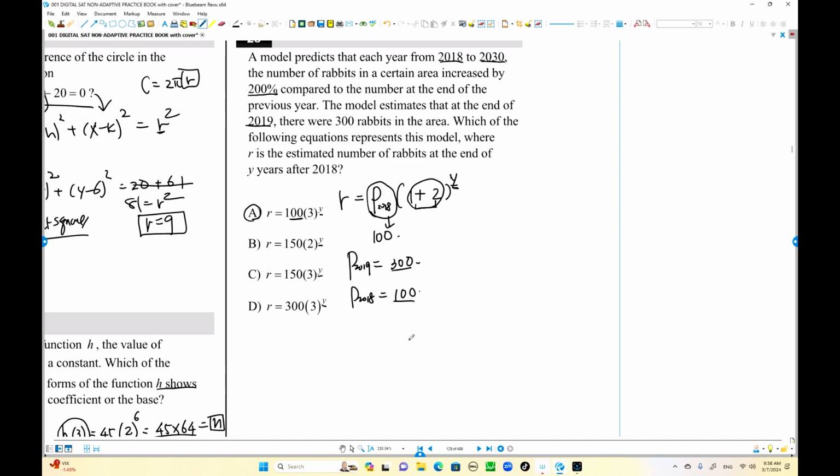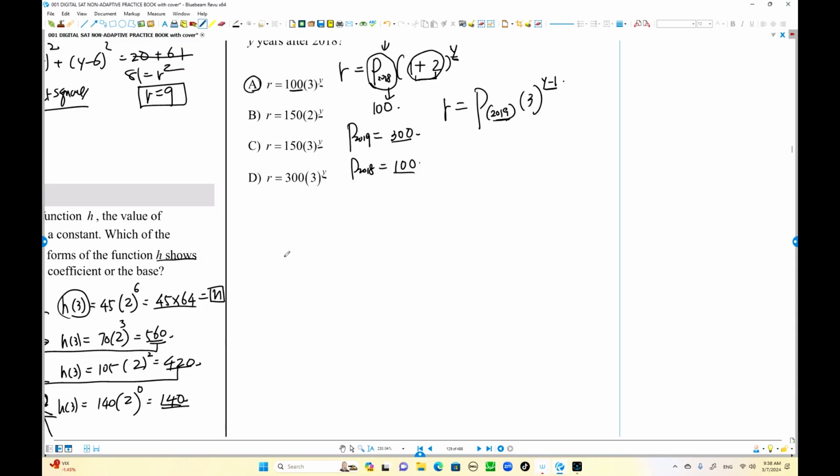If we want to use what initially 2019, it's okay too. This is 2019 year. The number of rabbits. The next is 3 to the what? The next will be y minus 1, right? Okay. So this is initial. Okay, but it should be y minus 1.